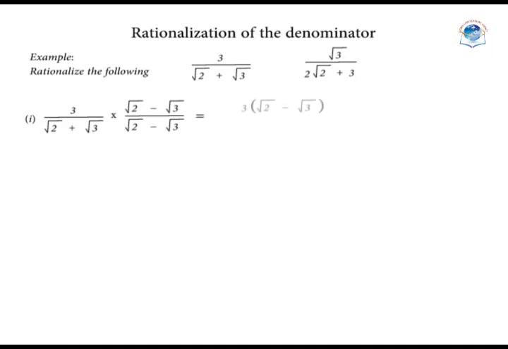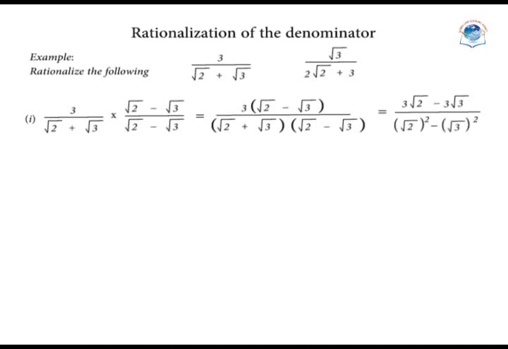And we shall have 3 into root 2 minus root 3 over root 2 plus root 3 times root 2 minus root 3. We shall have 3 root 2 minus 3 root 3 over, following the difference of two squares convention, root 2 squared minus root 3 squared. That will give us 2 minus 3, which is equal to minus 1.